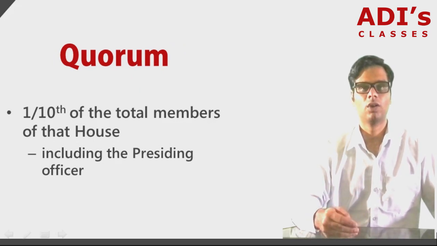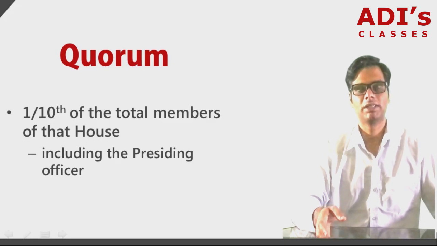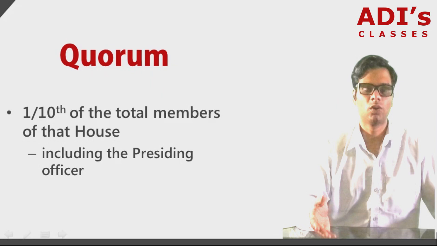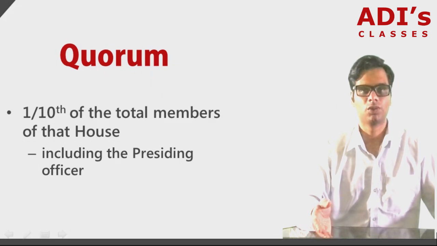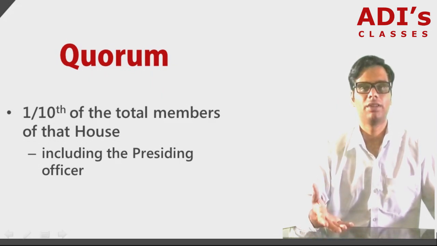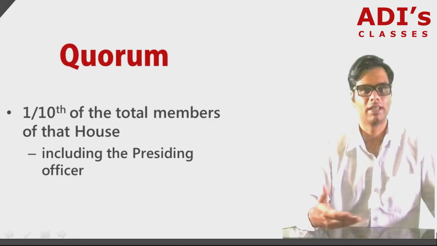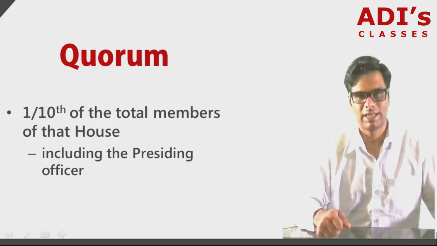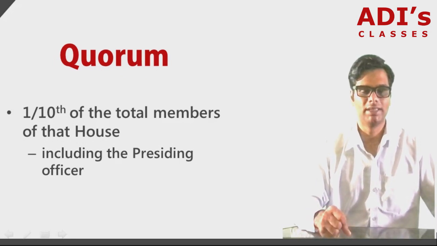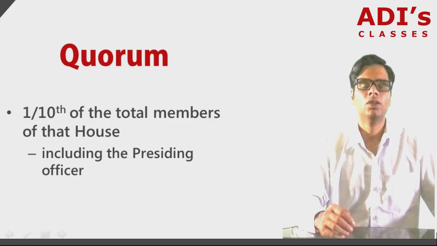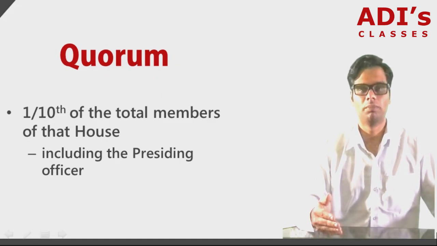Now we saw that for the Lok Sabha it is 545 members. That means there have to be a minimum of 55 members present. We have seen that the total strength of the Rajya Sabha now is 250. So there need to be at least 25 members, including the presiding officer, that is the chairman, for a session of Rajya Sabha to take place. So this is about quorum.